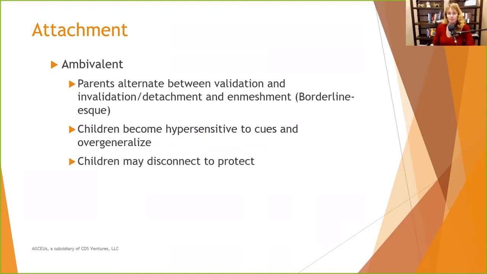Ambivalent attachment. Parents alternate between validation and invalidation, detachment and enmeshment. So the parents are sometimes there and sometimes loving and sometimes not. And the child has no control over this. It's not like there's a cue that says, all right, it's Tuesday, dad's going to be here, mom's not. It's just they're left to guess whether somebody's going to be there to meet their needs.